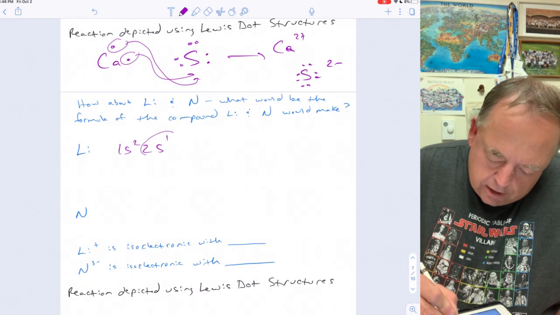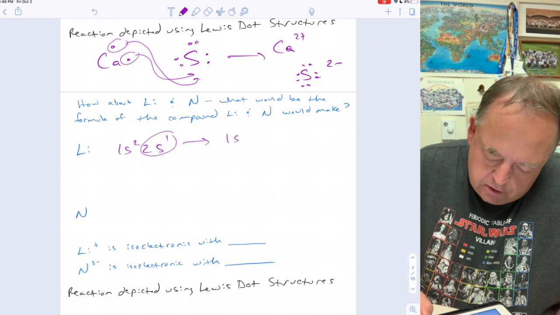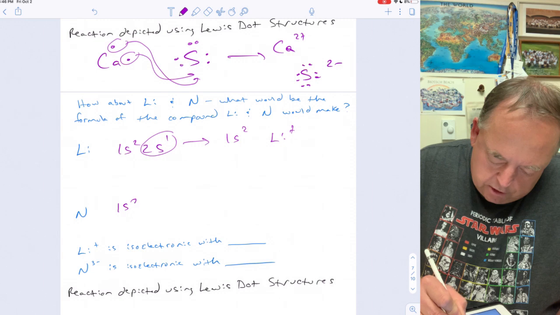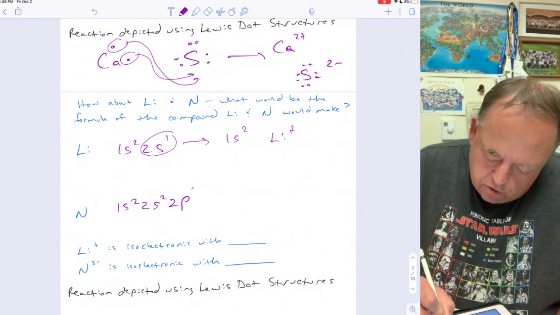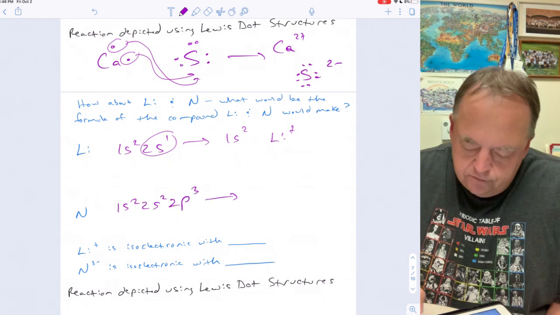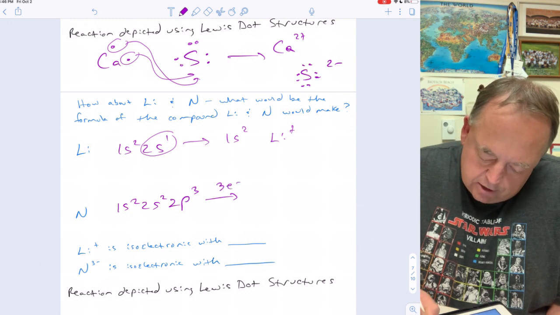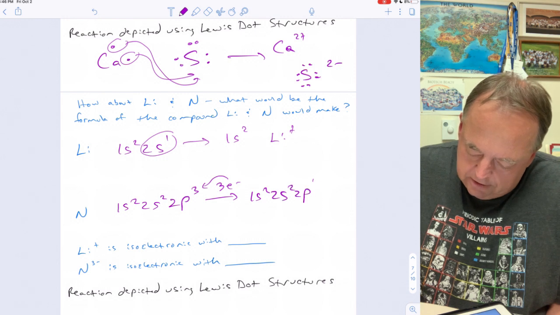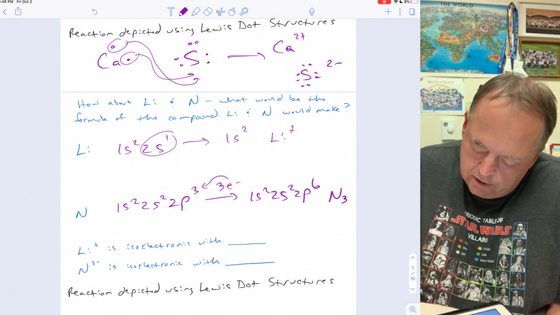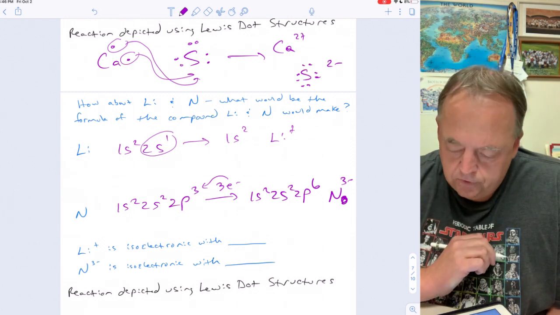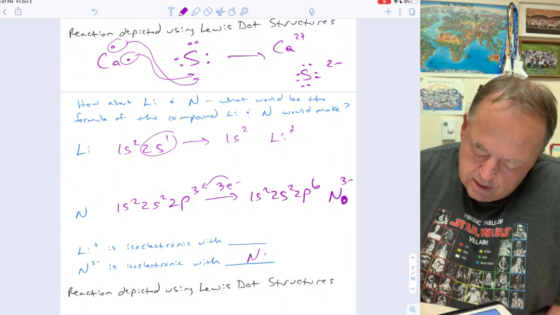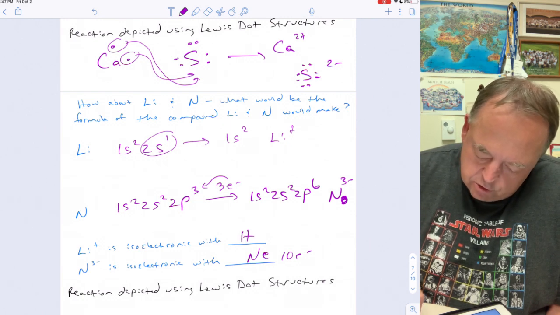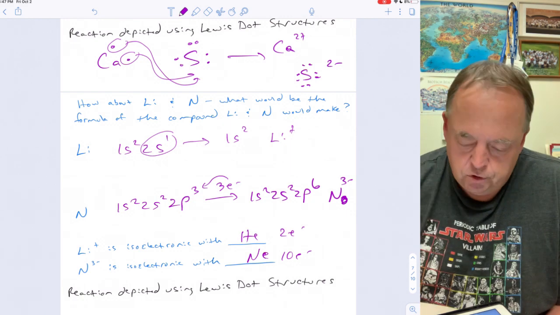So if lithium loses 1 electron, that's the one it loses, right? So then it becomes 1s2, and now it's Li plus 1. And nitrogen's 1s2, 2s2, 2p3. Why does it want to be 3 negative charged? Because if it gains 3 electrons here, then it becomes 1s2, 2s2, 2p6, and that would be N3 minus. And now it's isoelectronic with neon, 10 electrons. Lithium gives up 1 electron. It's isoelectronic with helium, which has 2 electrons, right?